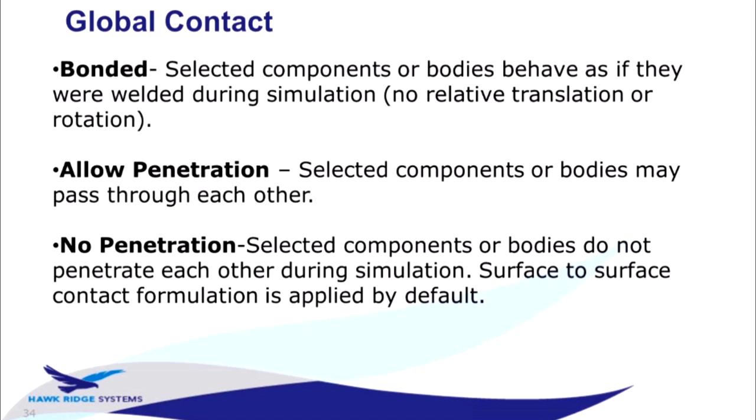A little warning here, if you use global no penetration, it'll actually scan the model and monitor for faces that come together during the analysis, and it can be significantly slower than defining those no penetration contacts manually. Just keep an eye out for that.